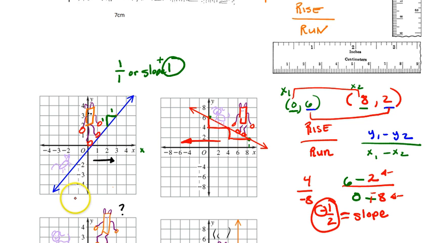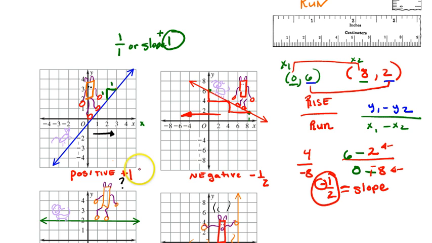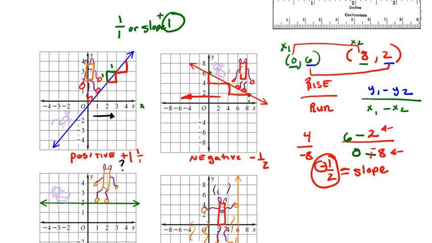So if I compared these two lines, this would be considered a positive slope, and this would be considered a negative slope. This one has a slope of negative 1/2, and this one has a positive slope of 1. Okay, and actually we can think of it as 1 over 1. So to get from one point on my line to another, I have to go by ones.